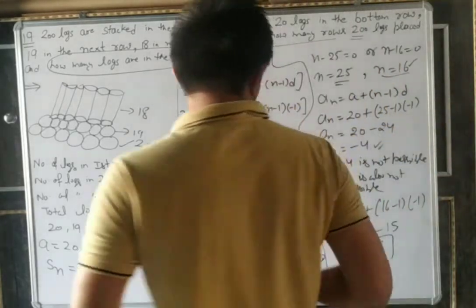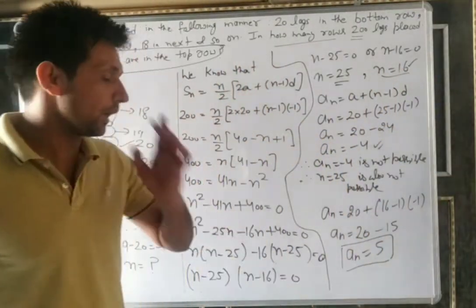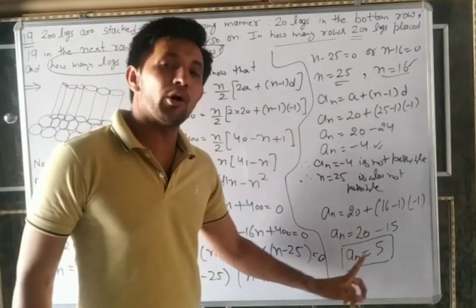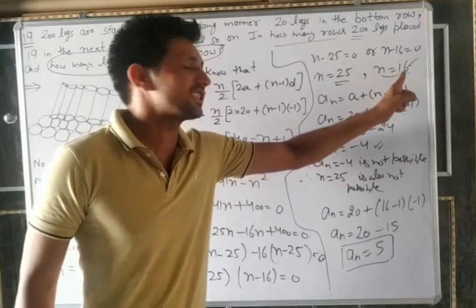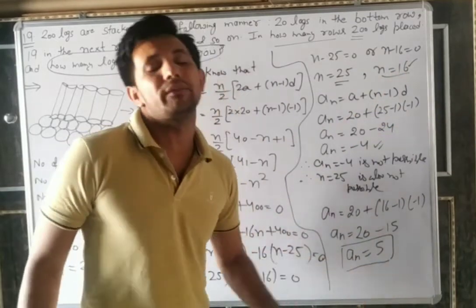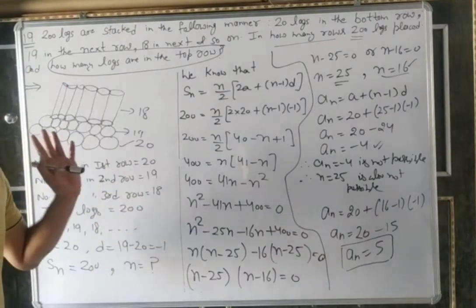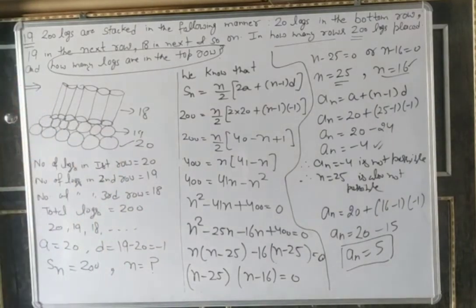So note it down, dear. Understand or not? In the last you can write one line: the total number of rows is 16 and the number of logs in the 16th row is 5. Understand, dear? So it is your answer. So please note it down.